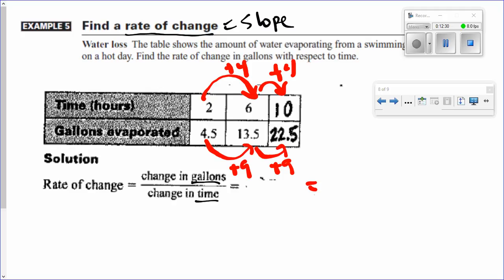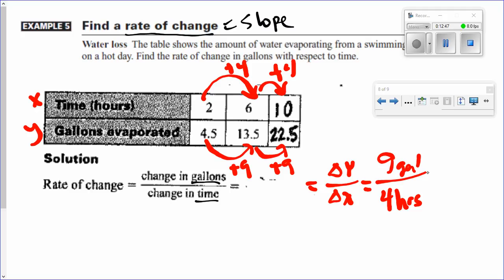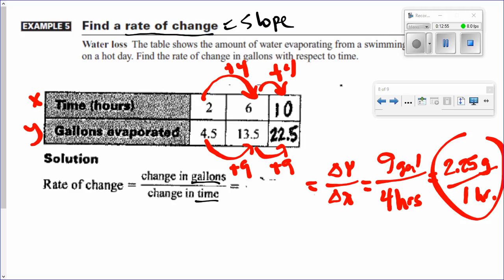Well, let's look at this. The rate of change is the change in y over the change in x. That means I'm going to look at the change in gallons. That's 9 gallons over 4 hours. And if I simplify that down, I get 2.25 gallons per hour. Rate of change and slope are exactly the same.